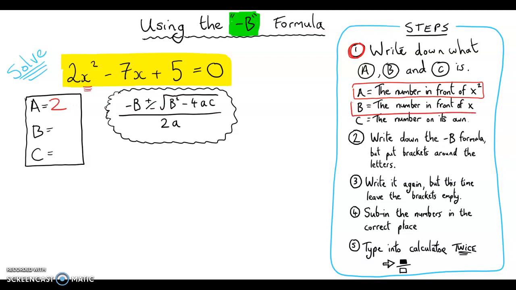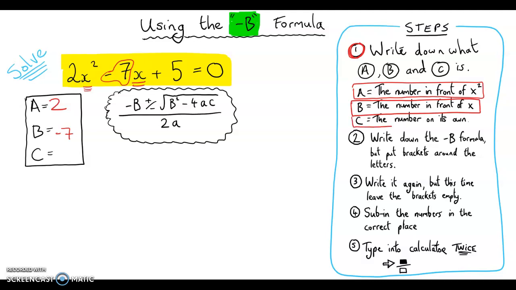Now we have to write down what B is. And B is the number in front of x. Here we can see just an x, so the number in front of that is, that's right, it's minus 7. So be very careful there. It's not 7, it's minus 7. That minus is important. So B is minus 7.